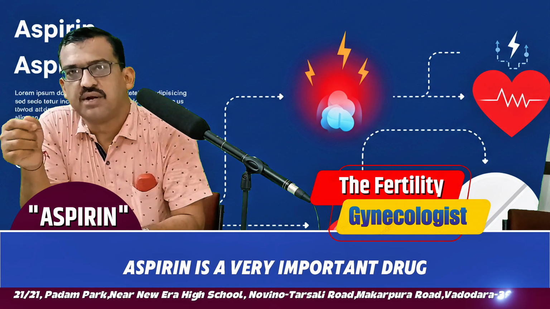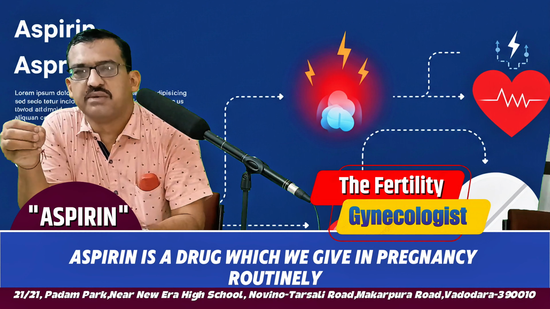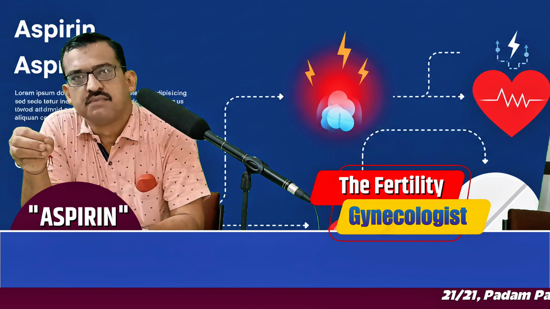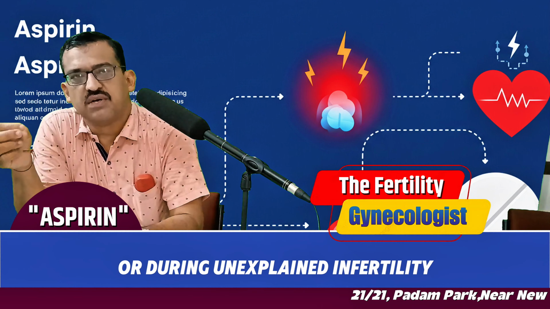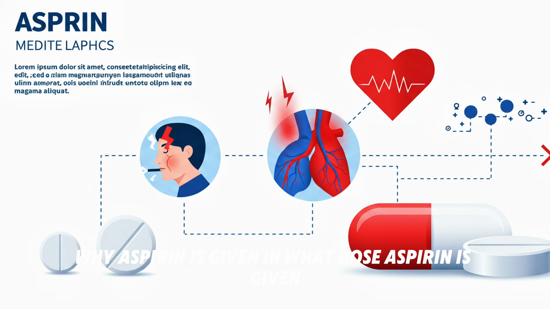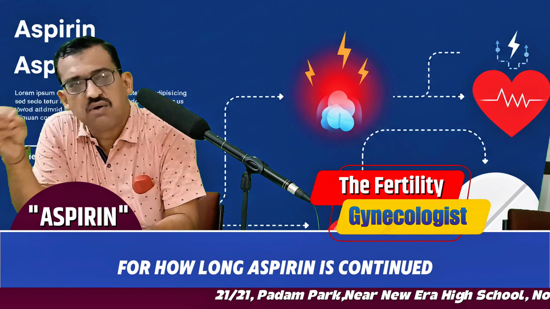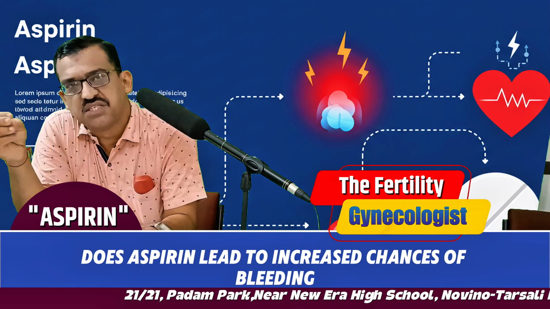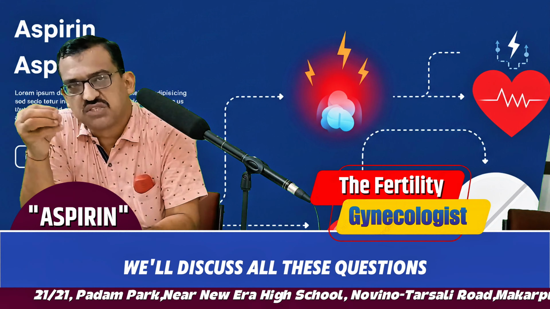Aspirin is a very important drug. Aspirin is a drug which we give in pregnancy routinely. We also give aspirin in treatment of infertility, especially during IVF or IUI or unexplained infertility. Why is aspirin given, in what dose, for how long is it continued, does aspirin lead to increased chances of bleeding, are there any side effects of giving aspirin? We'll discuss all these questions.